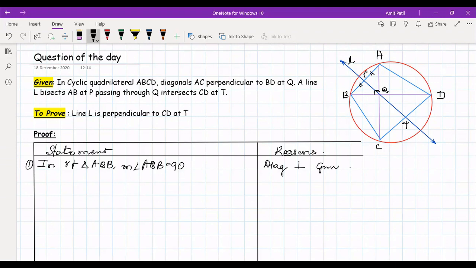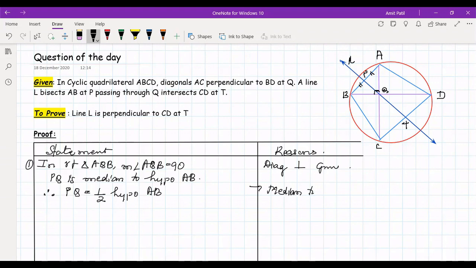And P is the midpoint of AB. So can I tell QP is a median to hypotenuse AB? So I can put PQ is median to hypotenuse AB. Therefore, I get a very important property: PQ will be half of hypotenuse AB. Reason: median to hypotenuse in a right triangle is half of the hypotenuse.